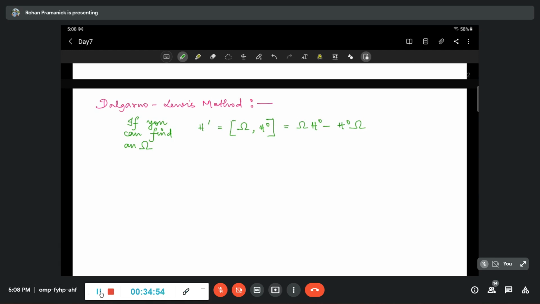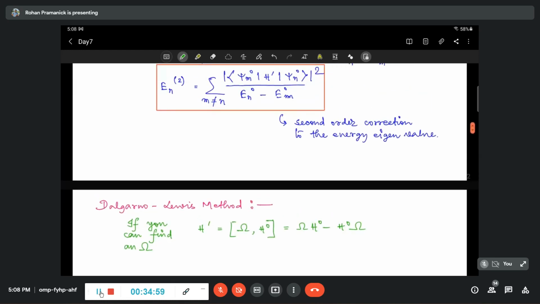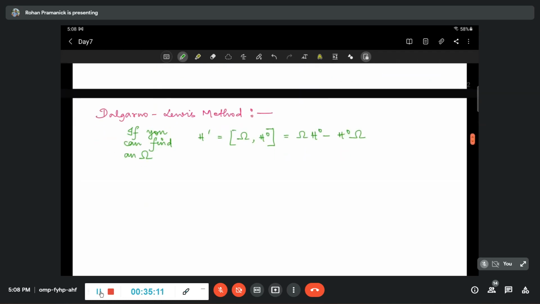So then this energy, the second order energy correction, which is a series now, can be approximated, and in an exact manner it can be written in a finite form, which I am going to do now. So probably you have to find this omega first, and then you can solve what the correction to this is.